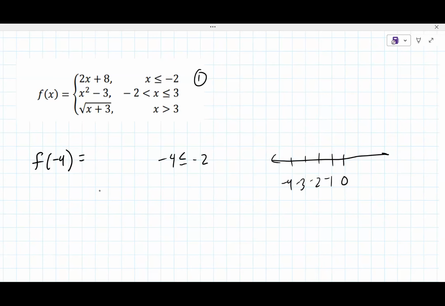Which piece do we use? The first piece, the second piece? The second piece. But it's not true in the second piece. It's true in the first piece. So it's true in the first piece. Yes, -4. See where I'm using this over here on the right? -4 less than or equal to -2. So I want you to put -4 in for x.